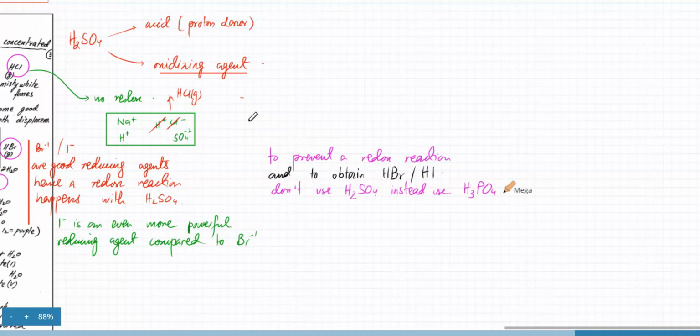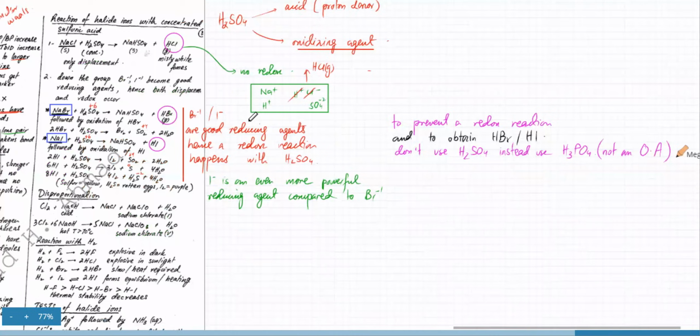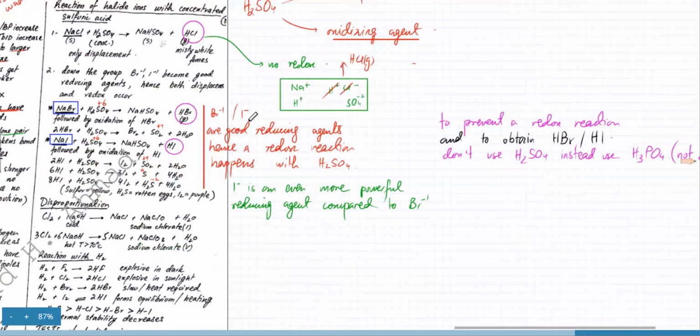Okay, so instead use H3PO4 because H3PO4 is not an oxidizing agent, and you're not going to get a redox reaction. So stop using sulfuric acid because sulfuric acid would result in a redox reaction.